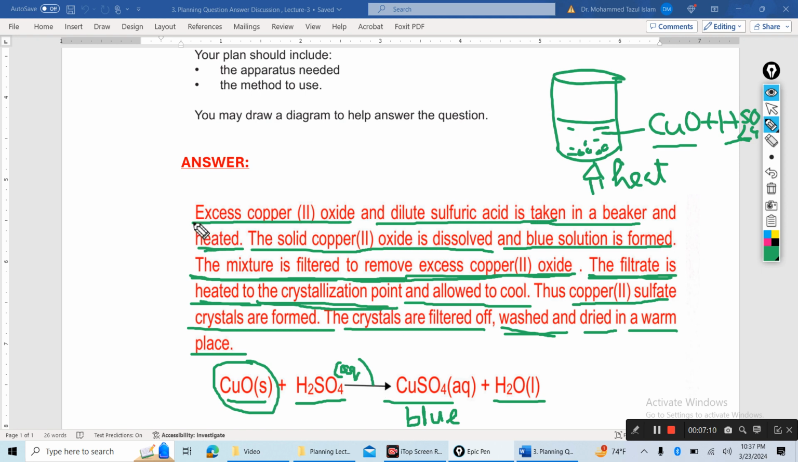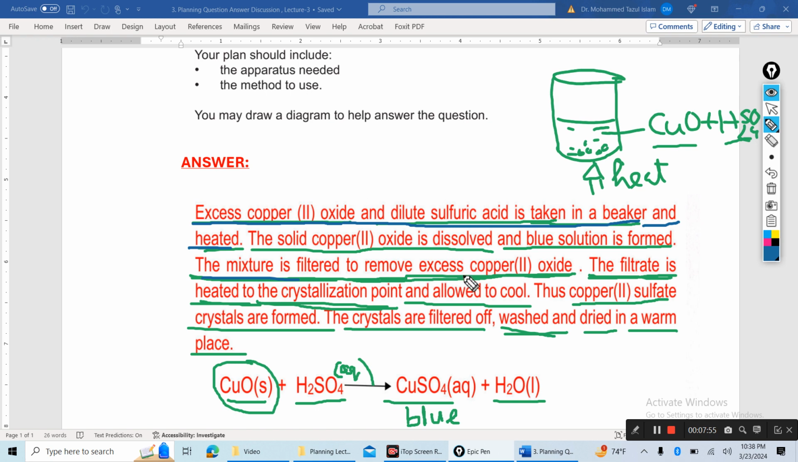So at first what we will do: excess copper(II) oxide and dilute sulfuric acid is taken in a beaker and heated. You will take a little bit more copper(II) oxide than needed, that's why excess, and dilute sulfuric acid is taken in a beaker and heated. After giving heat, you will see copper(II) oxide is dissolved and blue solution is formed.